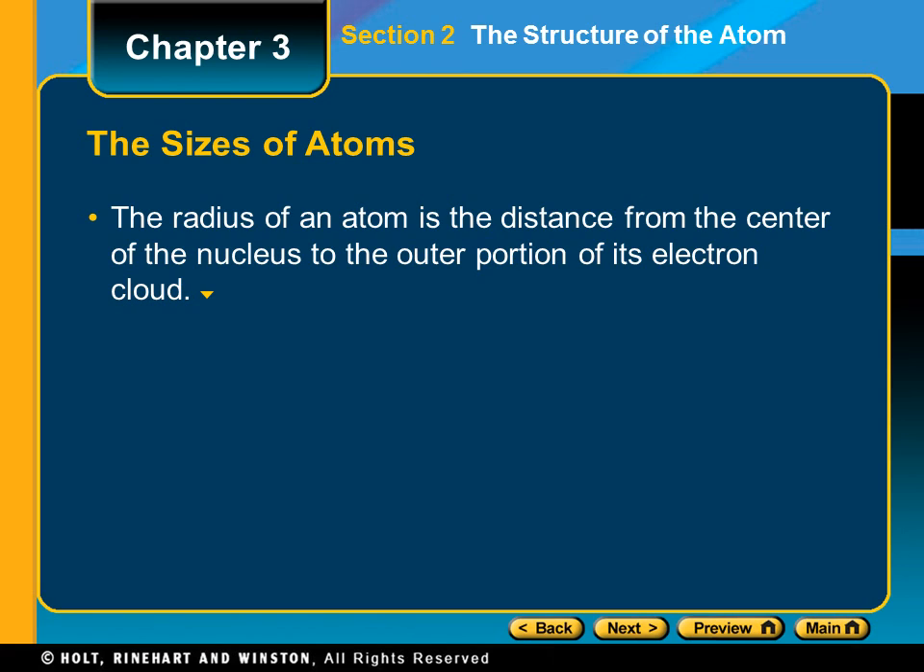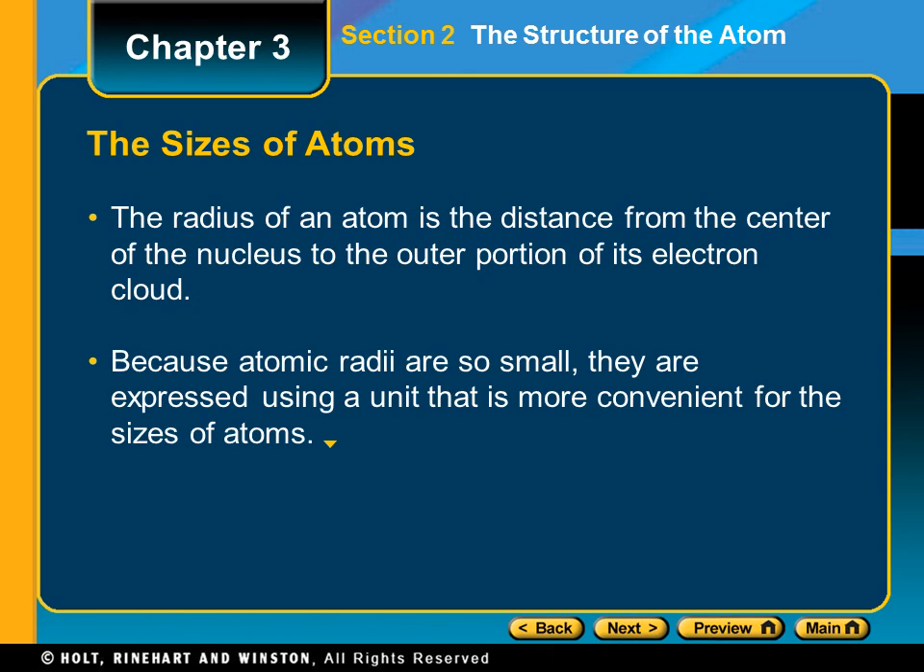The radius of an atom is the distance from the center of the nucleus to the outer portion of its electron cloud. Even though we're talking about these sizes increasing from one type of atom to another, it obviously is a very small number, because atoms are very small. So the atomic radii that we talk about are small.